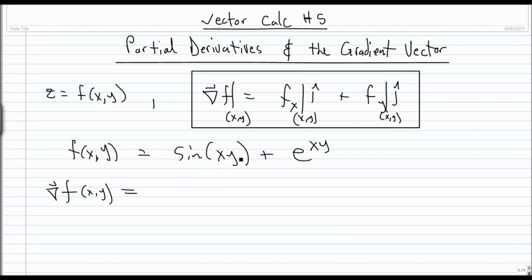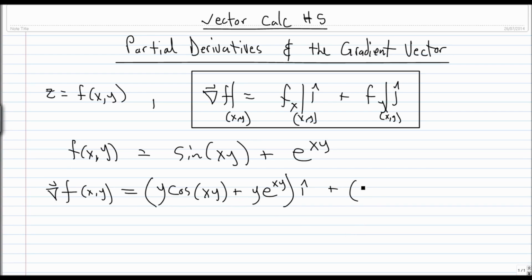Here we'll have to use the chain rule. So we take the derivative of the outside, so cos of xy, and then what's the derivative of the inside with respect to x? The derivative of the inside with respect to x is just y, plus, now what about this one? Again, we have to use the chain rule: we take the derivative of the outside, which is e to the xy, and we multiply by the derivative of the inside. So there's the x component of this gradient vector.